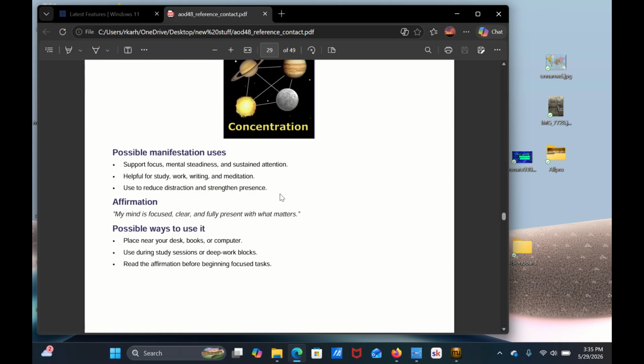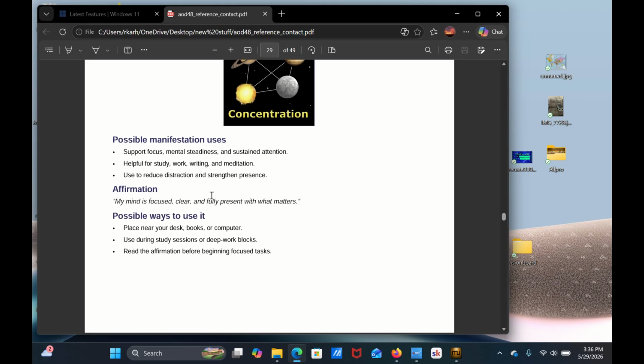Concentration. Support focus, mental steadiness, and sustained attention. Helpful for study, work, writing, and meditation. Used to reduce distraction and strengthen presence. My mind is focused, clear, and fully present with what matters.